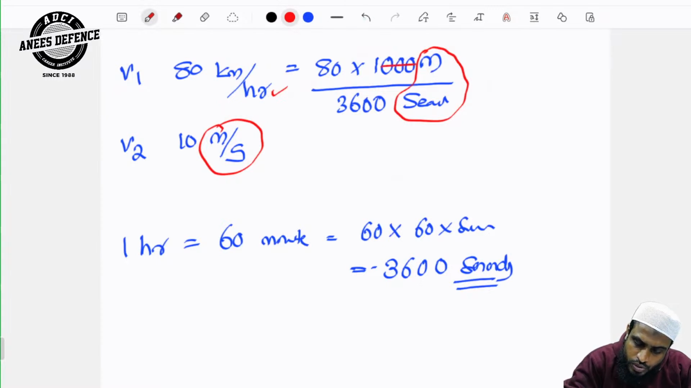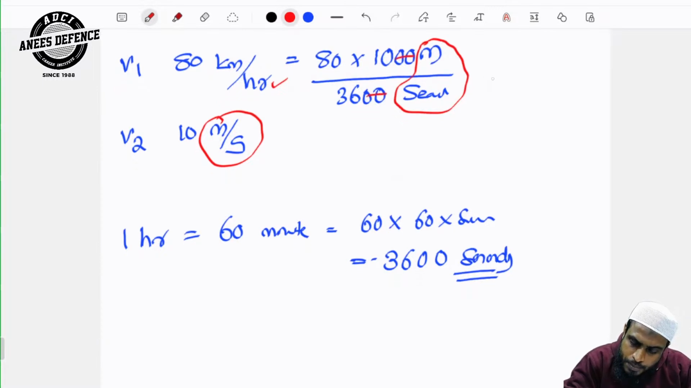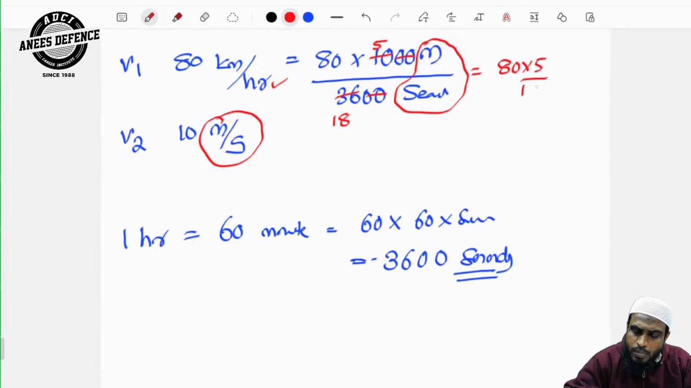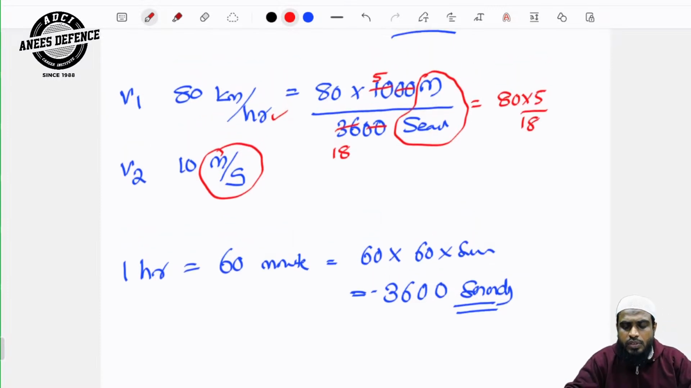No need of 30, 20 cut. This 20 cut. Then 10 can be written as 5 into 2 and 36 can be written as 18 into 2. So finally, even though you are multiplying with 1000 by 3600, you need to multiply only with 5 by 18. That is enough because that is equivalent to 1000 by 3600. That is meter per second.